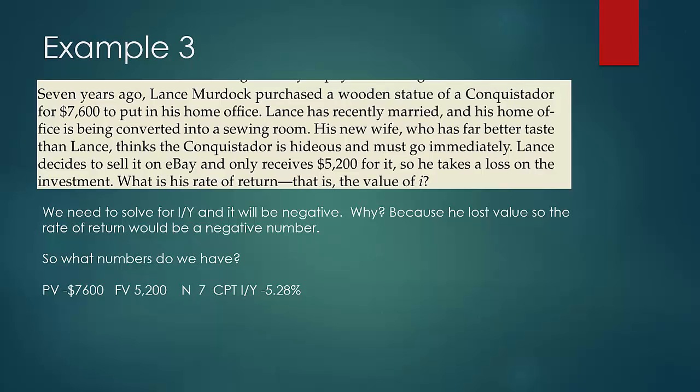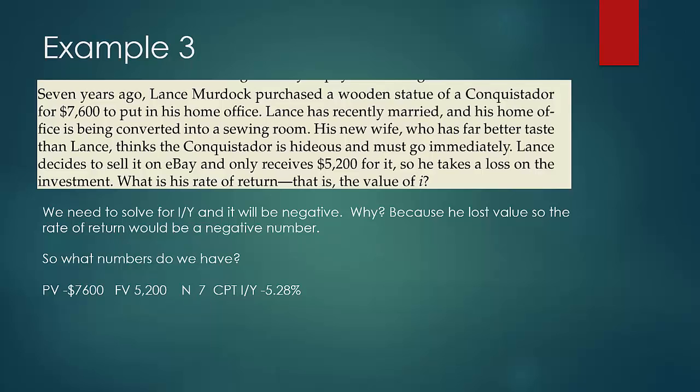This example is a strange one, but I got some questions on it, so I thought that I would share the answer with you. Usually, if you lose money, it's sunk cost. So trying to calculate a rate of return on a negative number really is not done very often, but that's what this example is. 7 years ago, he purchased a wooden statue. He paid $7,600. Now he's getting rid of it for $5,200, and so he takes a loss on the investment. What's his rate of return?